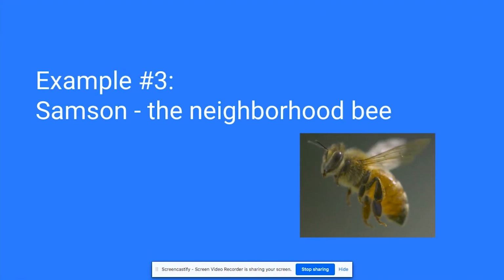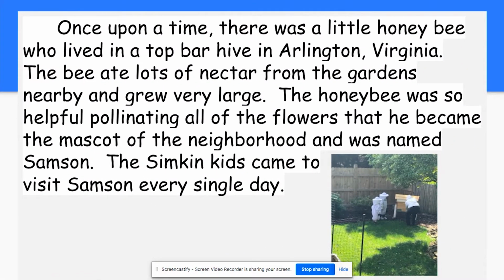In the example that follows, we wrote one called Samson, the Neighborhood Bee. Once upon a time, there was a little honeybee who lived in a top bar hive in Arlington, Virginia. The bee ate lots of nectar from the gardens nearby and grew very large. The honeybee was so helpful pollinating all of the flowers that he became the mascot of the neighborhood and was named Samson. The Simpkin kids came by to visit Samson every single day.